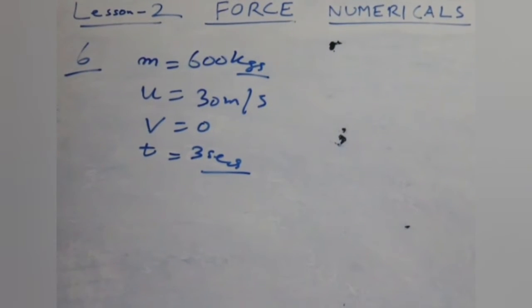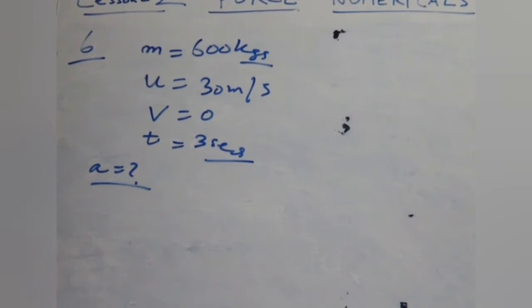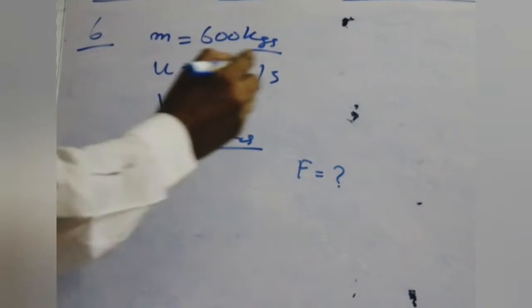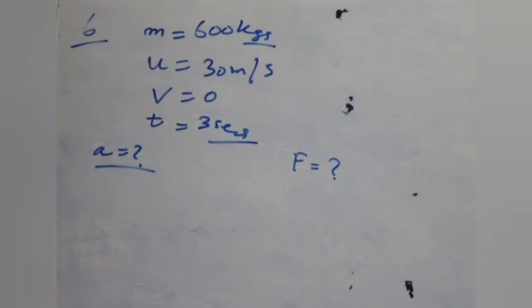What we have to calculate? We have to calculate acceleration of the car, that means A, and second is force acting on the car, that means F. So we have to calculate 2 things, acceleration of the car and force acting on the car.